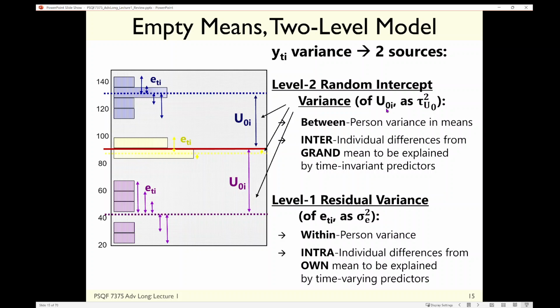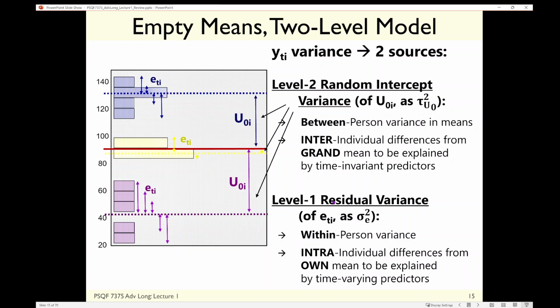We don't need or want the individual U values because they are shrunken. That means they'll be pushed towards the fixed intercept to the extent that they would be more extreme and also to the extent that someone has fewer occasions and thus lesser reliability. So at level 2, the collection of U's represents between person differences, inter-individual differences.